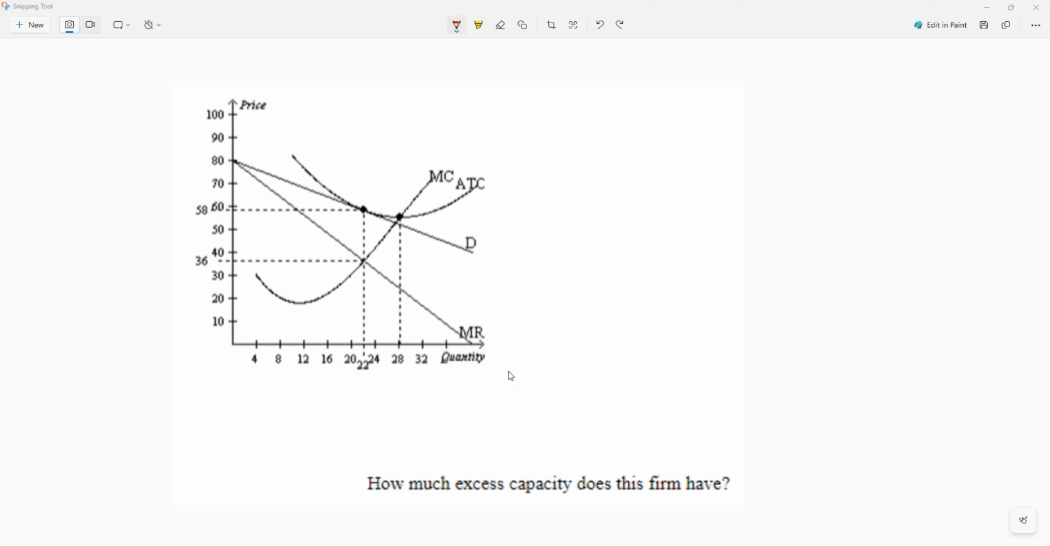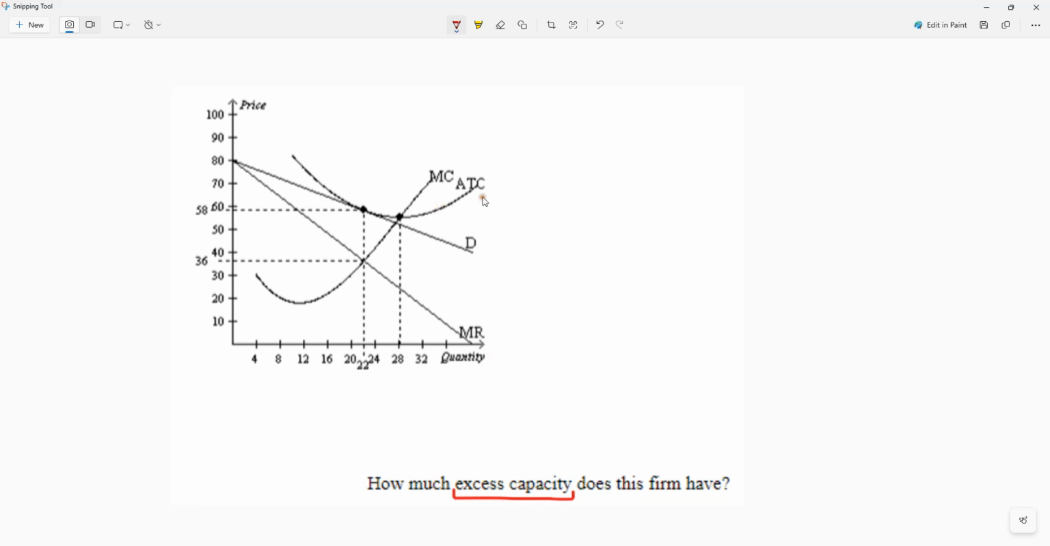In this video, we're going to figure out excess capacity. So I get this question a lot. It is the extra quantity that the firm could produce at a lower cost. In other words, could they keep producing until they hit their minimum of average total cost, or the cheapest per unit cost? So let's find that.